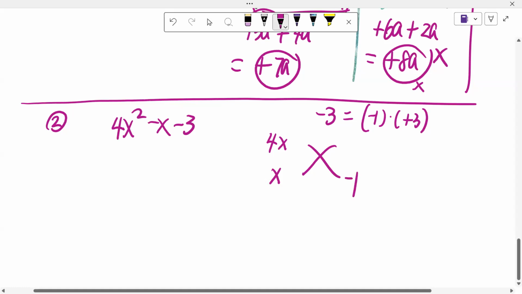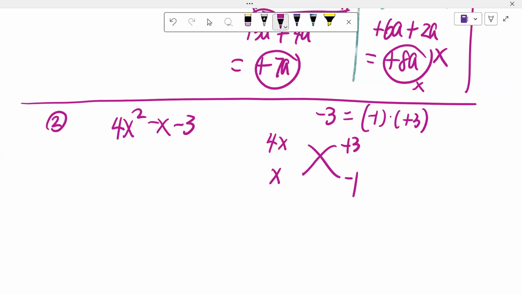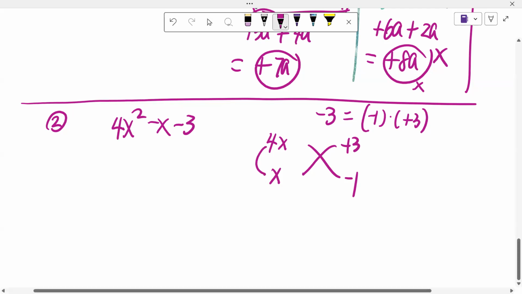And now we're going to put -1 here, positive 3 here, because -1 times 3 gives us -3. That's one thing, right? And then we get the first term here, 4x times x, 4x squared. Plus 3 times -1 is -3. So the third term is confirmed.